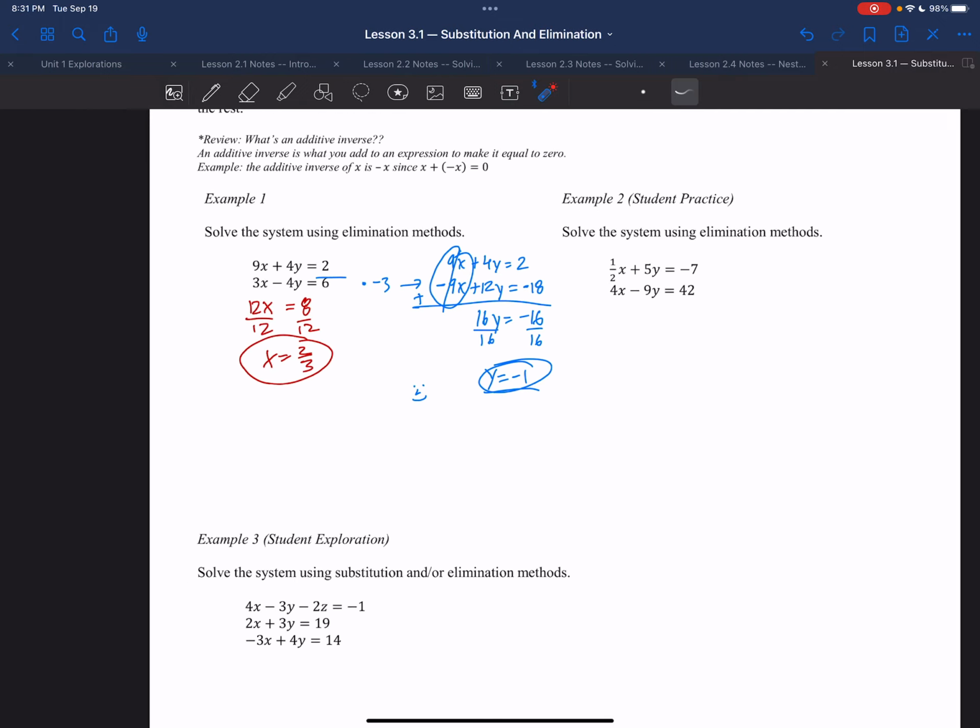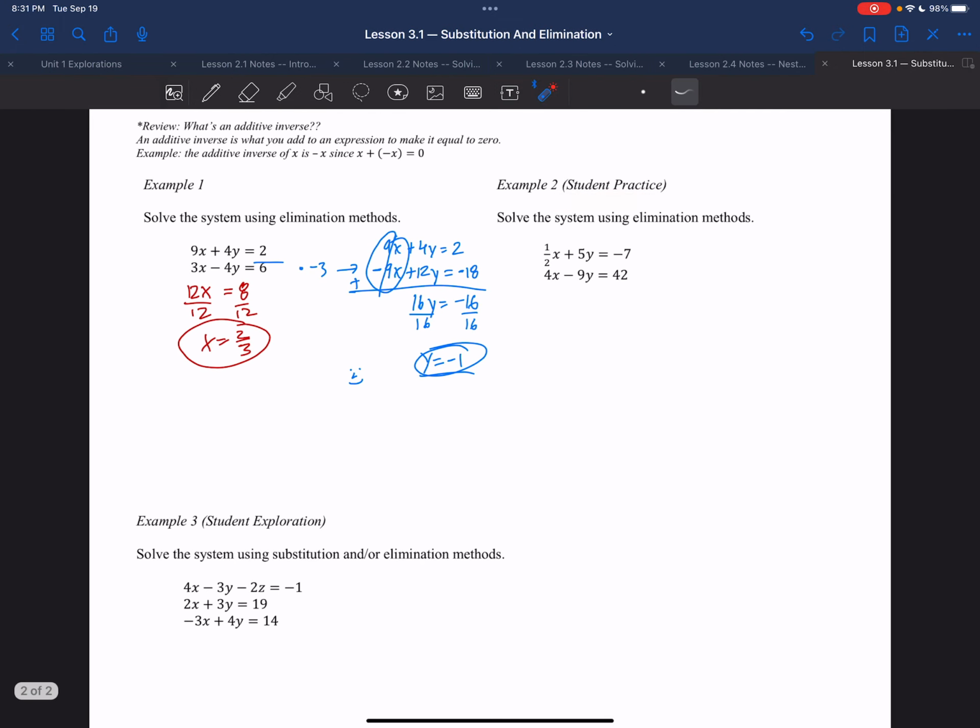The next two examples, this is student practice, so I handed that in class for people to try. And then example 3 is a student exploration. So my recommendation is that you pause the video and just go from here. Try example 2 on your own, and then try example 3 on your own. But if you would like to view me walking through these, I will go ahead and do so as part of this video. But if you get the premise, you remember substitution elimination, then take it easy. Go have a snack or something. Yeah, take a break, and you're good to go.